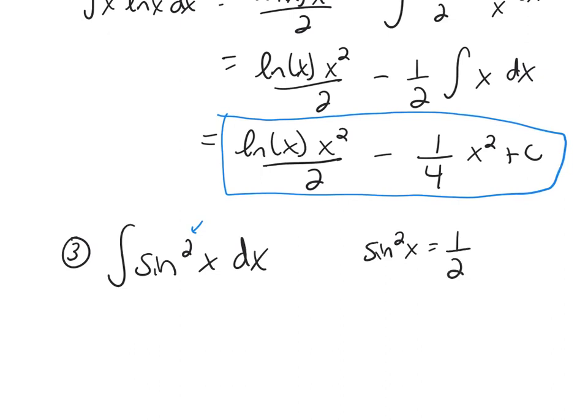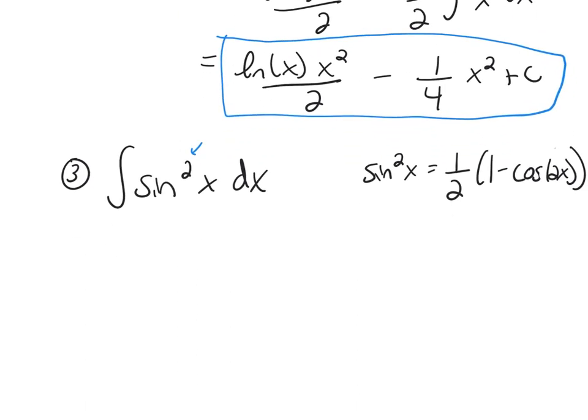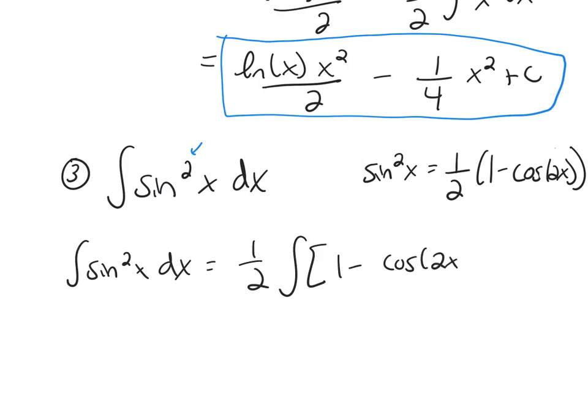Sine squared, it's 1/2 (1 minus cosine of 2x). Double the angle. So we're going to use that identity to help us compute this integral. So I'm going to pull the 1/2 out in front. 1/2, the integral, 1 minus cosine of 2x. And then when we integrate this, you're going to get 1/2 x.